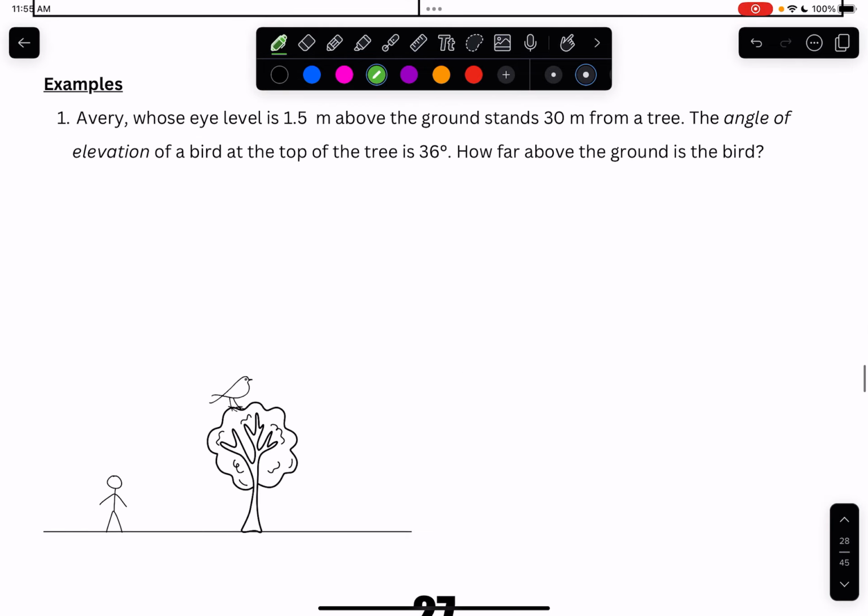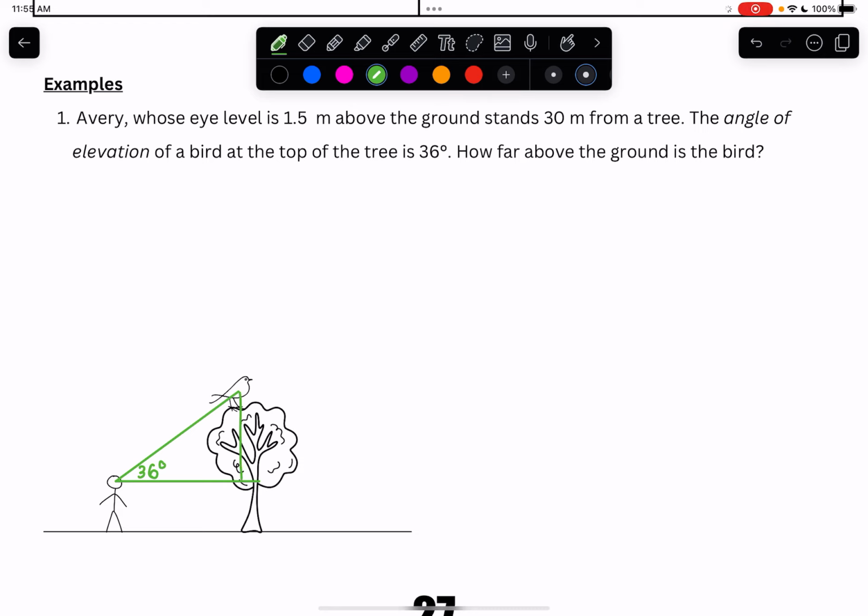So for example, Avery, whose eye level is 1.5 meters above the ground, so he's looking here, this is his normal line of sight, stands 30 meters from a tree. The angle of elevation of a bird at the top of the tree is 36 degrees. So that's saying that if he wants to look up at this bird, he has to move his head 36 degrees. How far above the ground is the bird?